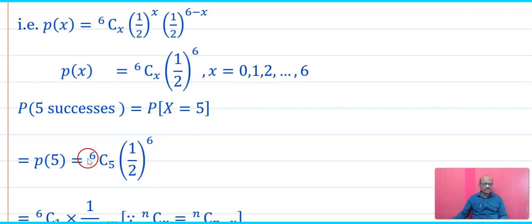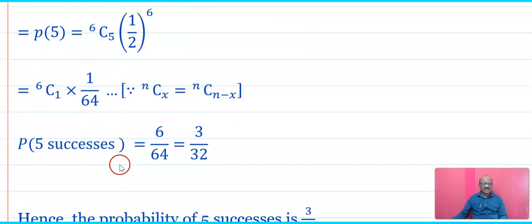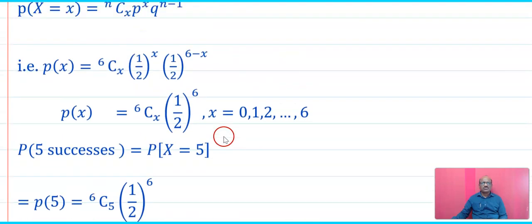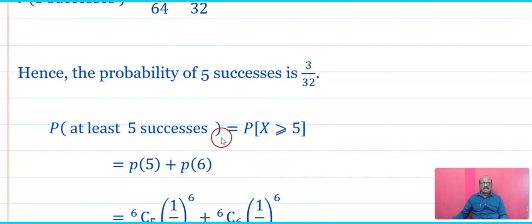Now in the first problem, that is 5 successes, the value of x is equal to 5. Therefore P of 5 is equal to 6C5 into (1/2) raised to 6. In the calculation, 6C5, using nCx equal to nC(n minus x), has the value 6. And (1/2) raised to 6 means 1 upon 64. You will get 3 upon 32 in this way. Hence the probability of 5 successes is 3 upon 32.